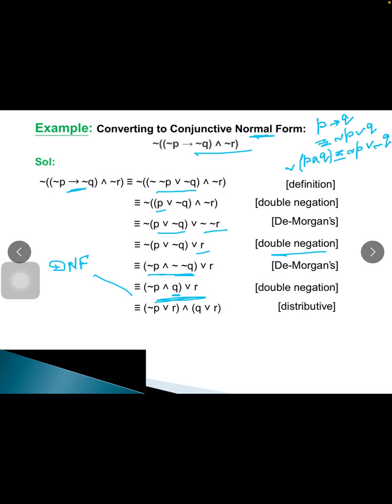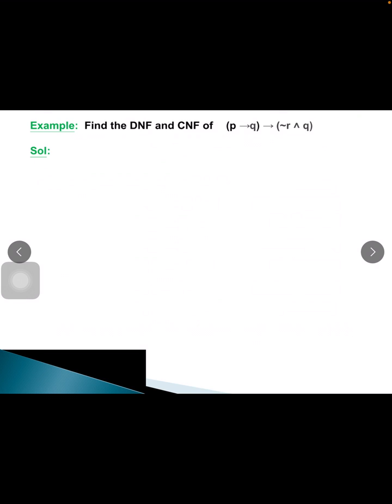Now you can see that this negation of P or R is a disjunctive clause, and this Q or R is also a disjunctive clause, and these two disjunctive clauses are joined with the conjunction. So this is called the conjunctive normal form. Now this is converted into our required conjunctive normal form, right? So this is equivalent to that form, the conjunctive normal form of this. Clear? Okay, now let's come to the next example.